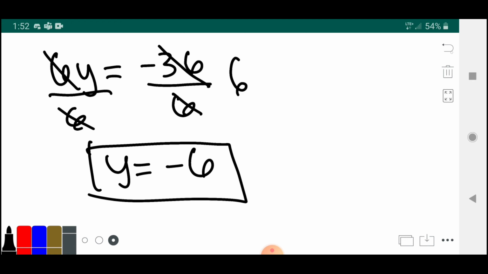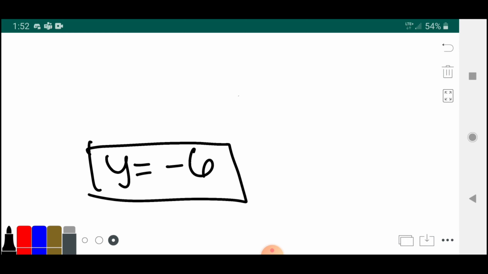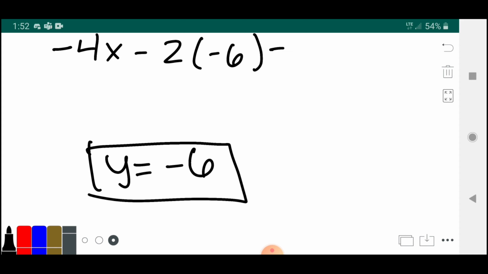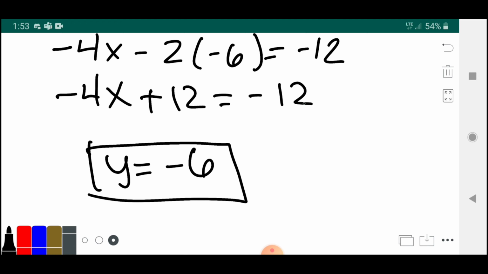This is only half our answer though. We still need the x-coordinate of the ordered pair. To find our x-coordinate, we can substitute y equals negative 6 back into one of our equations. We'll use negative 4x minus 2y, or negative 6, equals negative 12. Doing the multiplication, we're left with negative 4x plus 12 equals negative 12. Subtracting 12 from both sides, we are left with negative 4x equals negative 24.